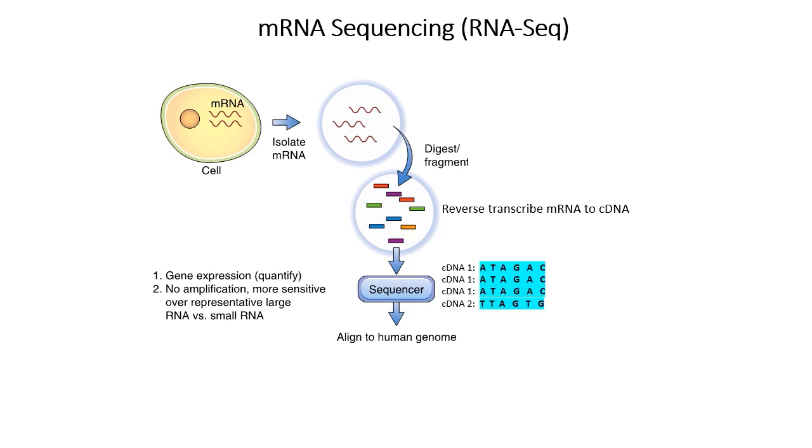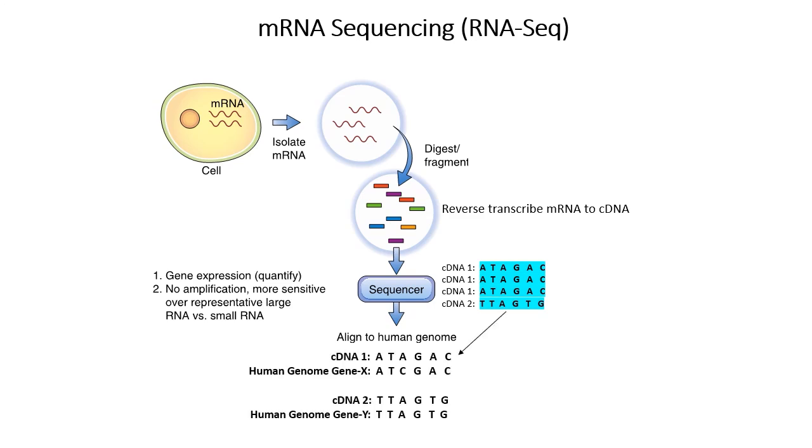Once the cDNA is identified, it is quantified and cross-referenced to the human genome to identify specific genes associated with the cDNA. This is then quantified to provide relative gene expression of cDNA1 corresponding to gene X versus cDNA2 corresponding to gene Y, as shown here.